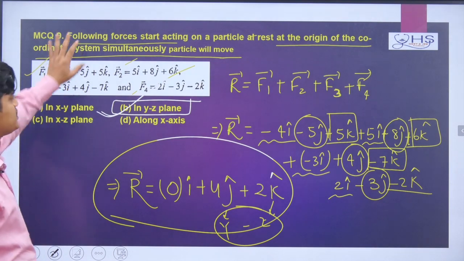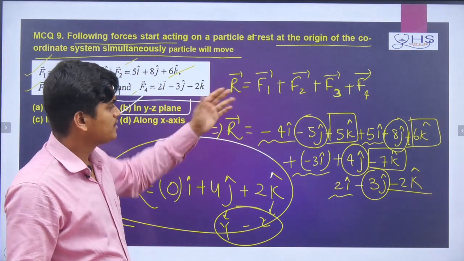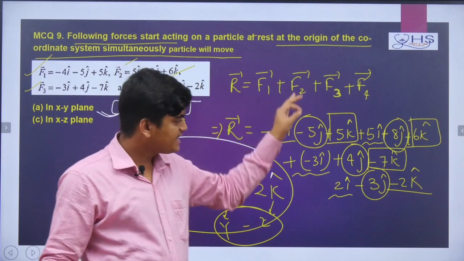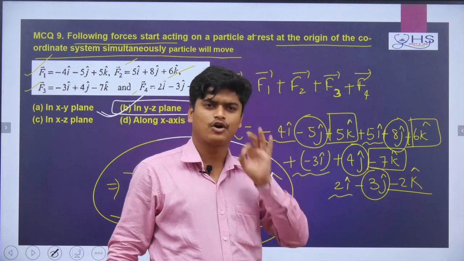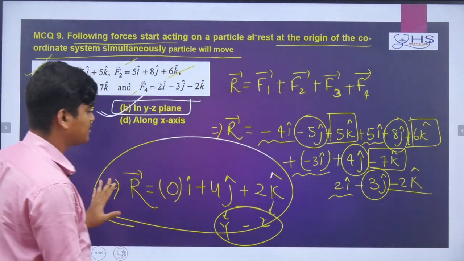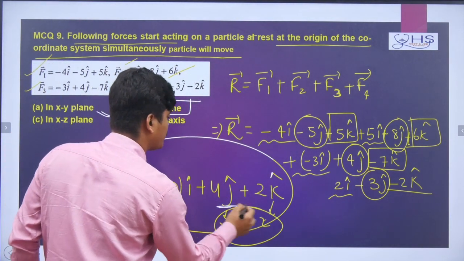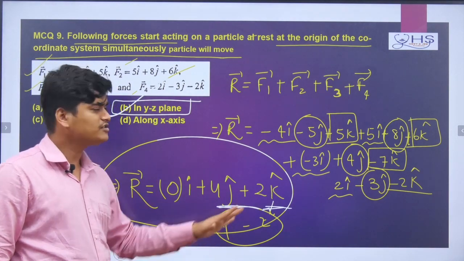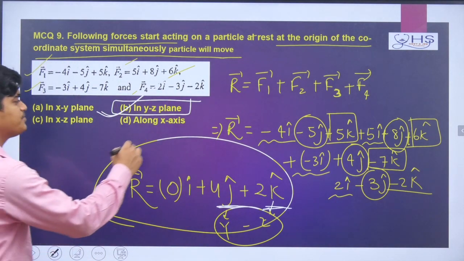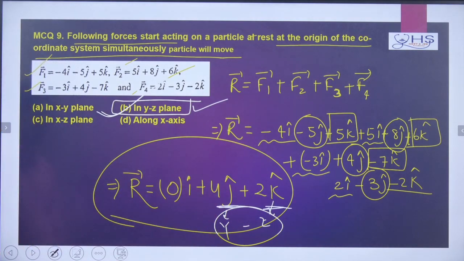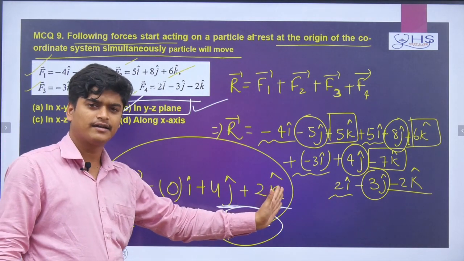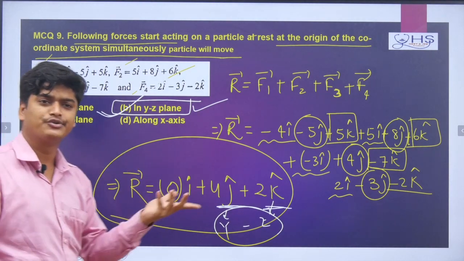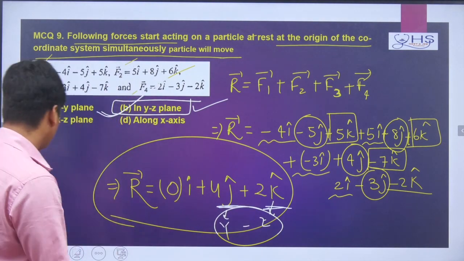So simple thing, just given vectors, so find the resultant, and while finding the resultant you have to add the i coefficients, add the j coefficients, add the k coefficients. You are finding the resultant, then after that check which components are remaining in the resultant. So here yz components are remaining, so that's why your particle is moving in which plane? Yz plane. Okay. Suppose here i cap, k cap is there. Then what is the answer? The answer will be xz plane, because i cap is the unit vector along x axis. Now come to the next one.